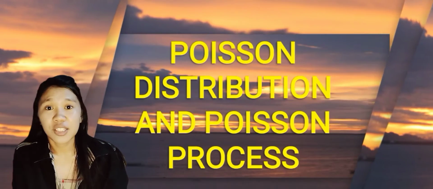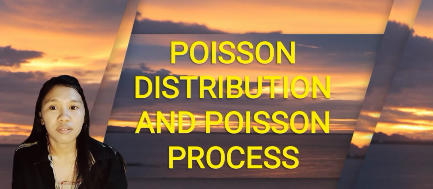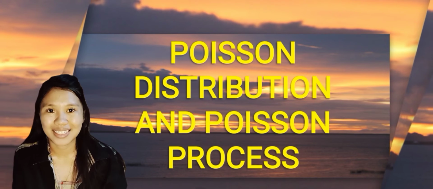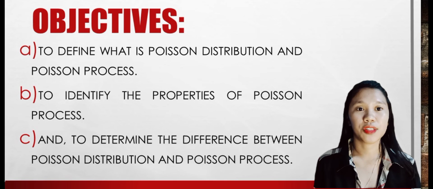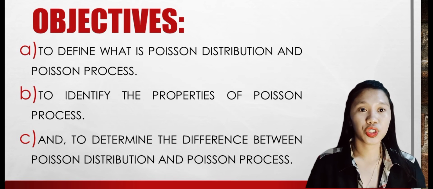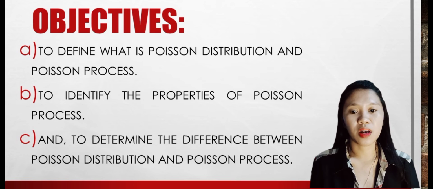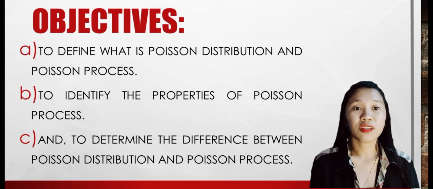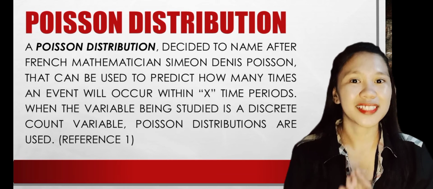Furthermore, this lesson will serve as a benchmark for students who are interested in solving probability problems. So before we go through the discussion, let us first have the objectives. The first objective is to define what Poisson distribution and Poisson process are. Second is to identify the properties of Poisson distribution and Poisson process. And lastly, to determine the difference between Poisson distribution and Poisson process. So let's dive into the discussion.